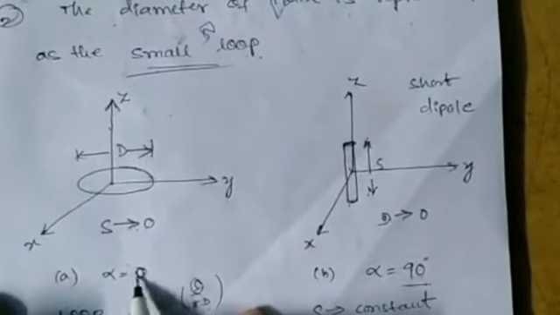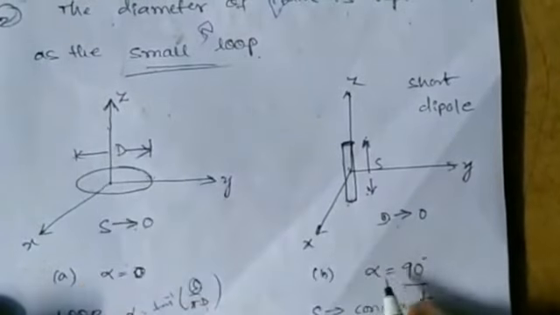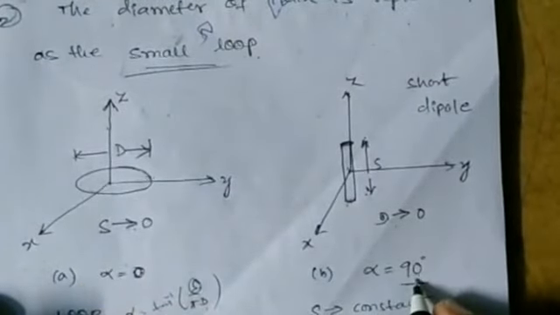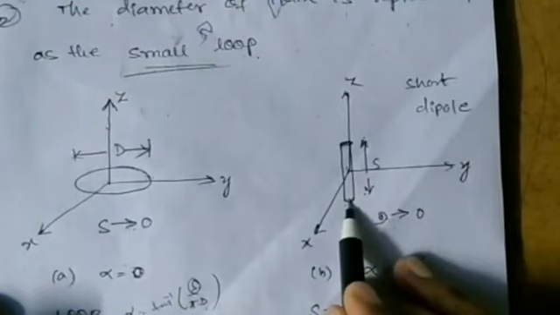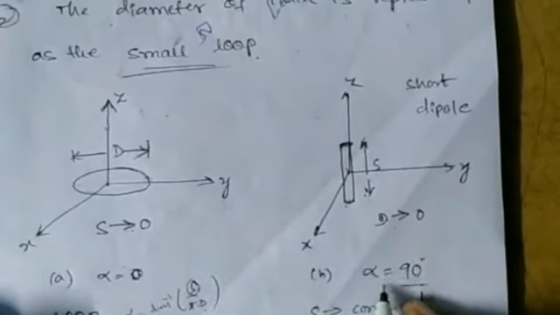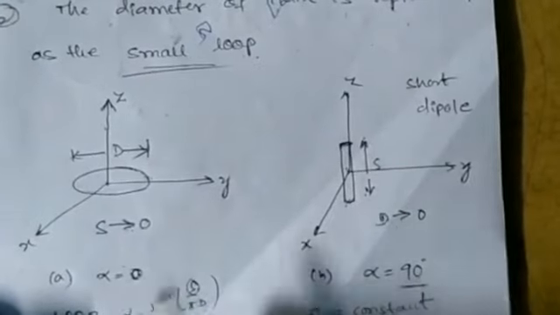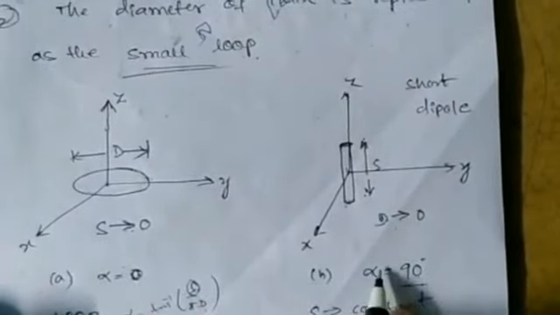Whenever the pitch angle is small, the radiation takes place from the small loop, and whenever the pitch angle is high, or 90 degrees, the radiation takes place from the short dipole. Like this, in the helical antenna, the radiation depends on the pitch angle, and the elliptical or circular polarization that exists in the helical antenna also depends on the pitch angle.